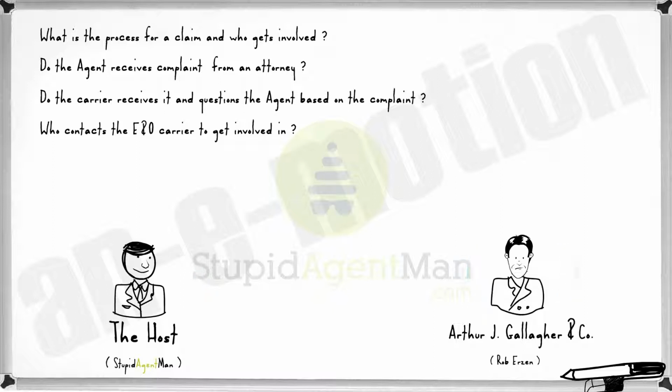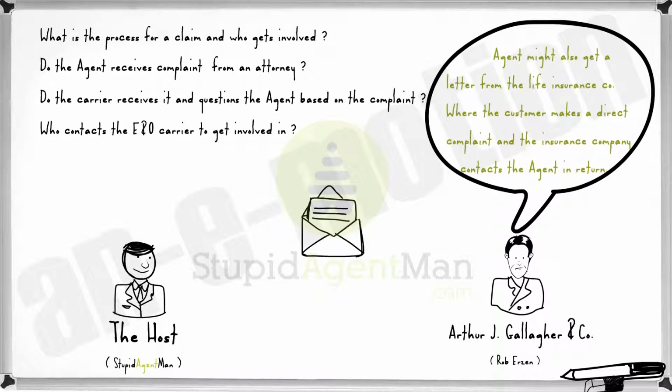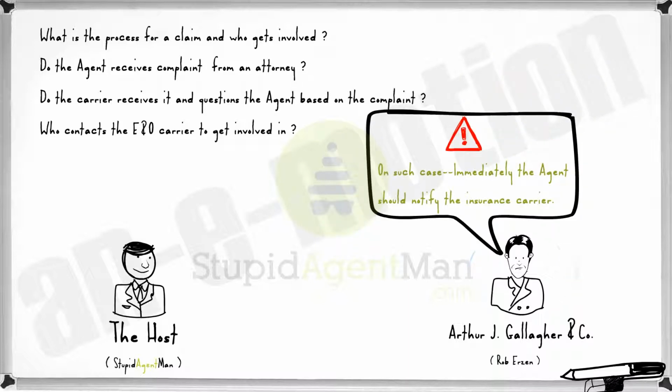It's an excellent question, and I think agents should always err on the side of caution whenever they get something in writing from either a customer who is making some sort of allegations about some negligent conduct that the agent did in selling the product, or if they get a letter from the life insurance company where the customer complained directly to the life insurance company, and the life insurance company is coming to the agent and asking questions about the transaction. Immediately at that point, they should notify their insurance carrier.